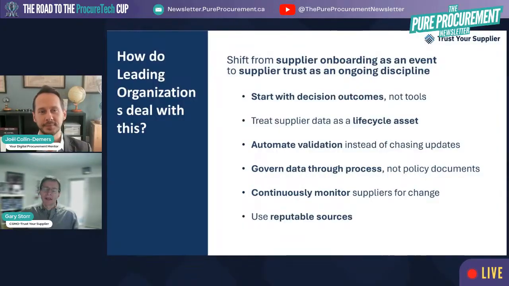Yes, absolutely. And if you think about it, in really mature organizations, this becomes hygiene, right? As I mentioned, they start with outcomes. They look at data as a life cycle asset that's extremely important. They automate as much as they can around validation, so you're not chasing, you're being proactive. You have some kind of governance around the process, you're not just putting policies in a vault somewhere. You're monitoring change, and you're using reputable sources to do that. These are all really mature activities that help them with their supplier management.